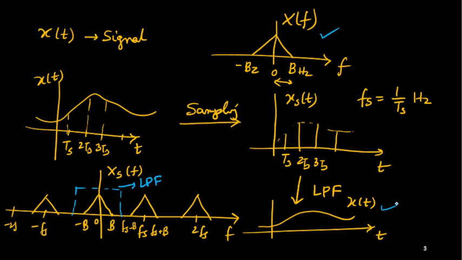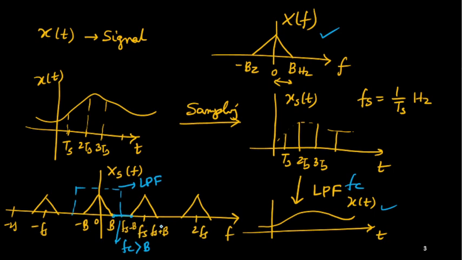But for that, what is the requirement? The requirement is that we should have sufficient space here, some gap here, so that these two ends should not overlap. Then I can use a low pass filter to select only the spectral around the 0 frequency. This cutoff frequency Fc of the low pass filter should obviously be more than B, but it should be less than this part. It should not accept this part.